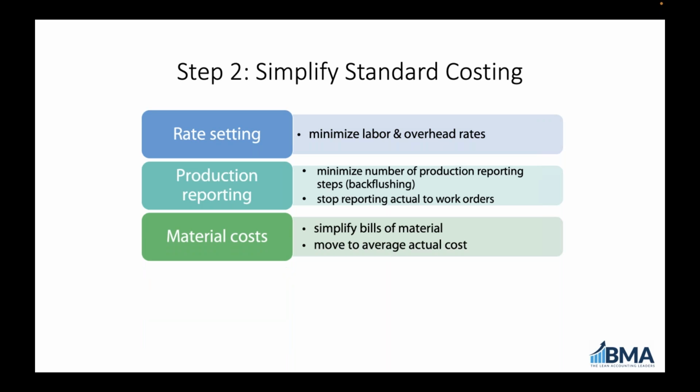Material costs: simplify your bills of material and try to move to an average actual cost. Simplifying bills of material means that if you've created some level of flow, maybe your subassemblies aren't really in inventory anymore. Maybe they're flowing, so you can eliminate subassembly bills of material. The cost can be an average cost. We're not concerned with something like purchase price variance.